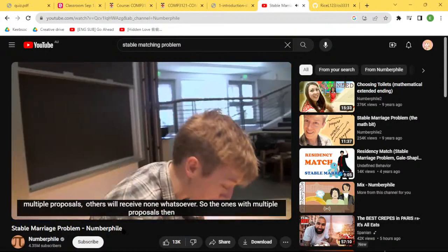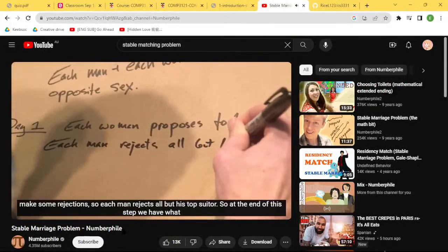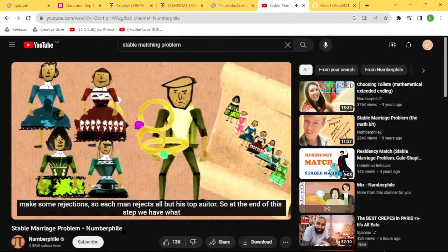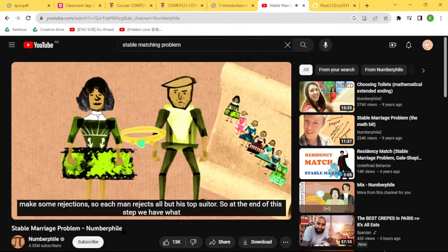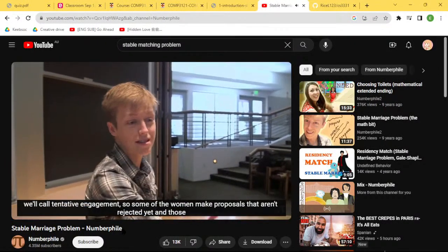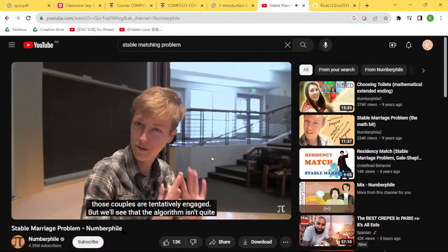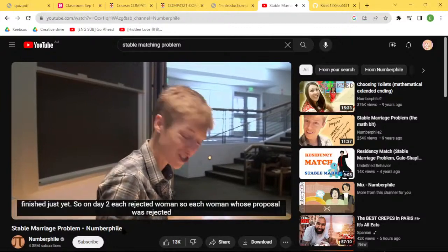So the ones with multiple proposals then make some rejections. So each man rejects all but his top suitor. So at the end of this step, we have what we'll call tentative engagements. So some women make proposals that aren't rejected yet, and those couples are tentatively engaged, but we'll see that the algorithm isn't quite finished just yet.